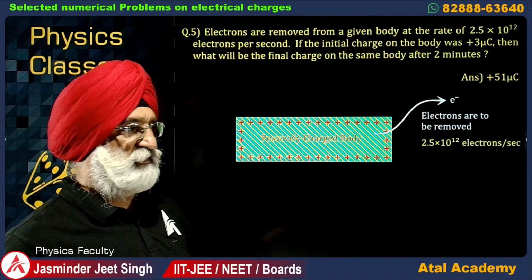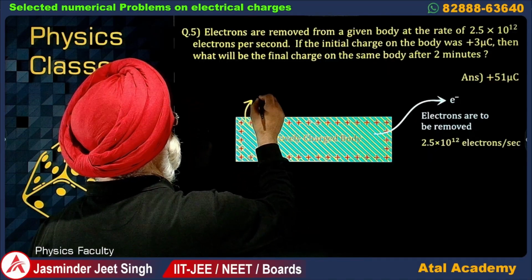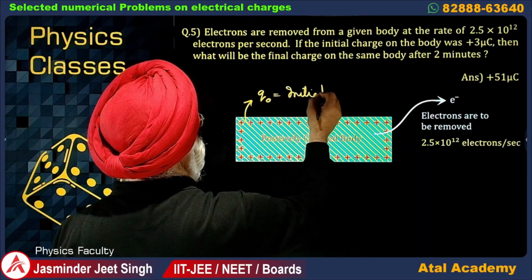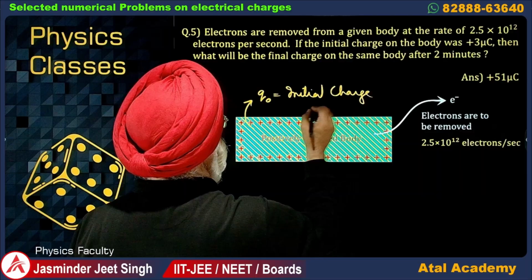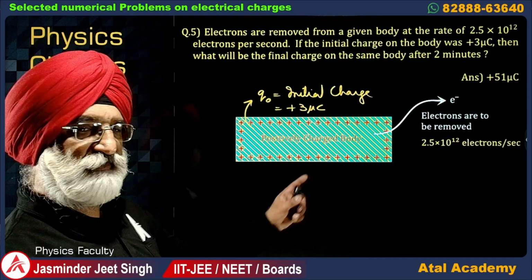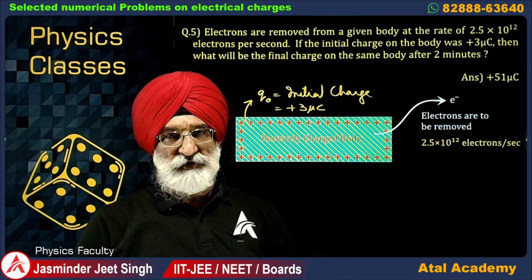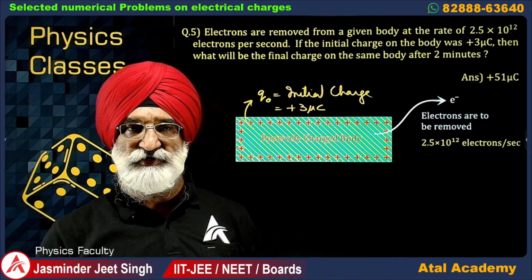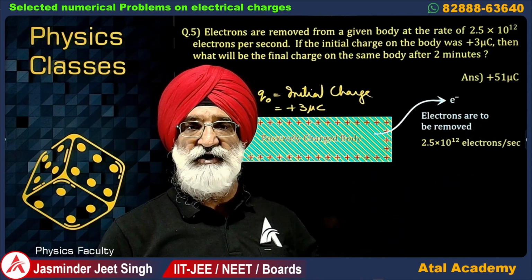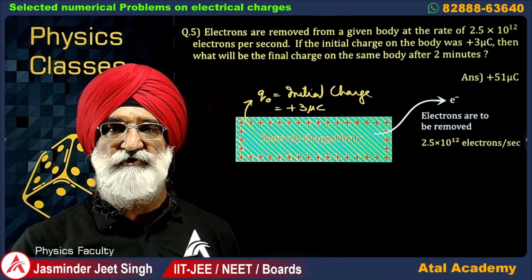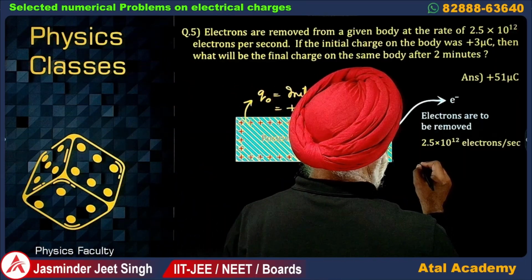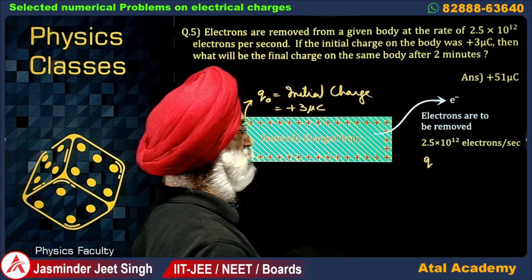We can take up the case in this way. This is a body which was having an initial charge Q naught of plus 3 microcoulomb. And when you remove electrons from this body, it will acquire more charge. These electrons are being removed at the rate of 2.5 into 10 to the power of 12 electrons per second. And because of this removal of electrons, the new charge the body will acquire is Q.